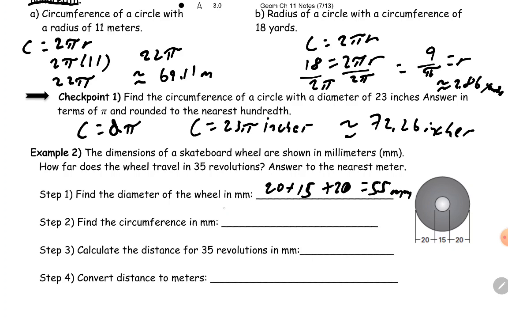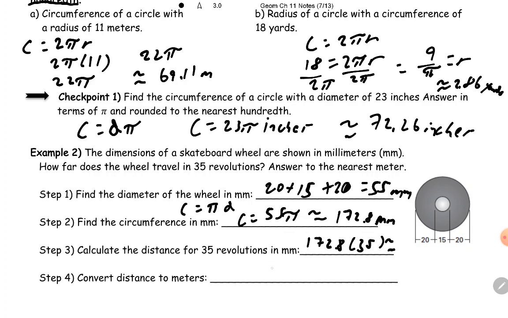Okay, the circumference is pi times diameter. So 55 pi, which is 172.8 millimeters. Calculate the distance for 35 revolutions. So we do that number times 35, which is about 6,047.6 millimeters. And they say answer to the nearest meter.